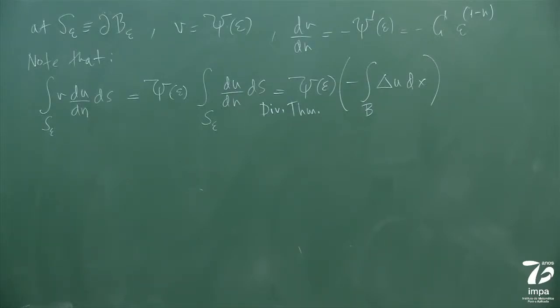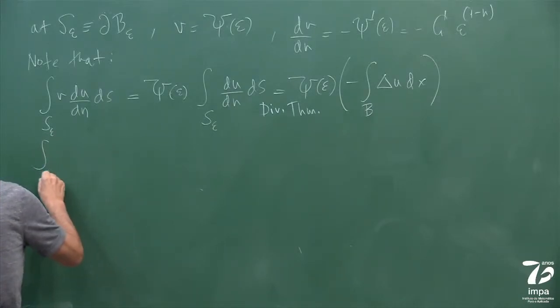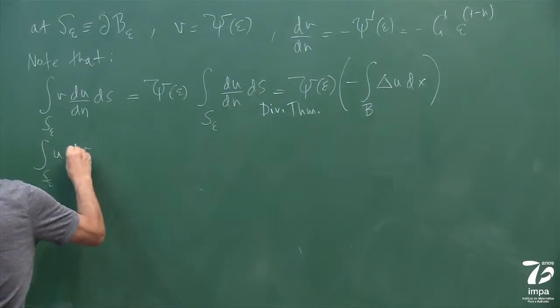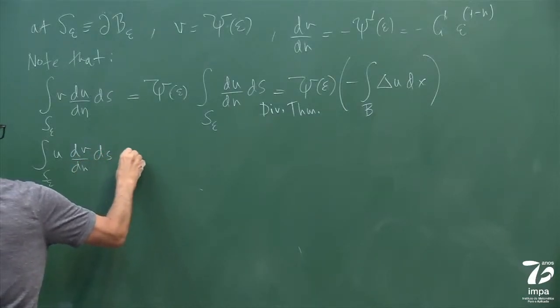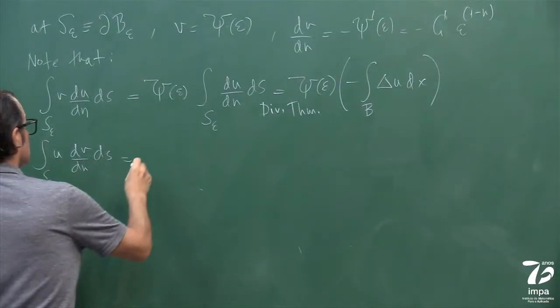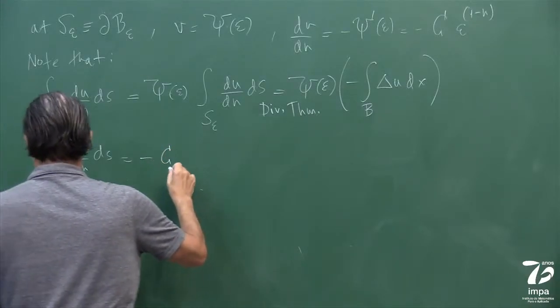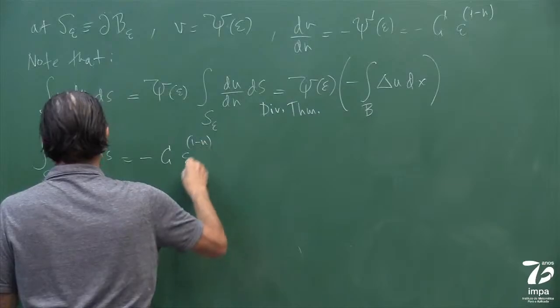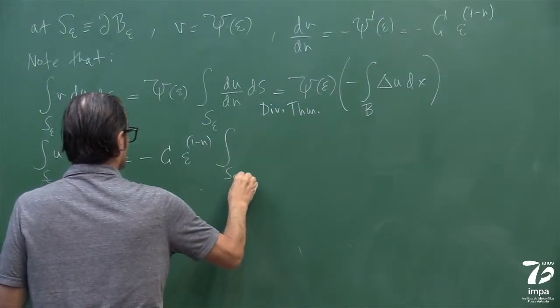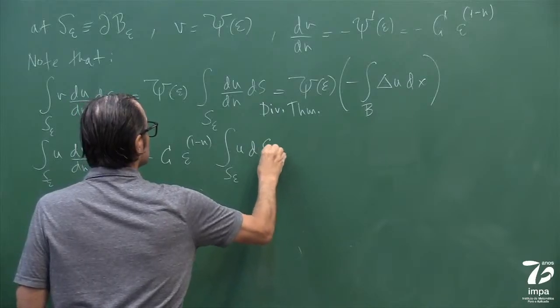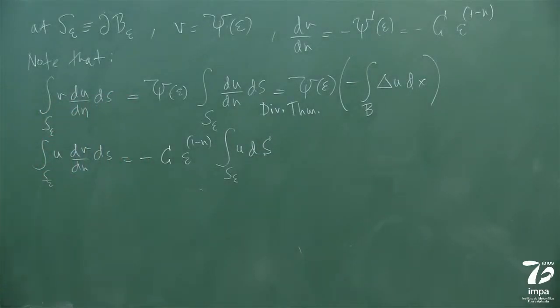Now we also have this, the integral over S epsilon of du/dn, okay, is going to be equal to minus c epsilon to the 1 minus n times the integral over S epsilon of u ds. Okay, because this is the derivative that we computed above, and we have this simple thing.